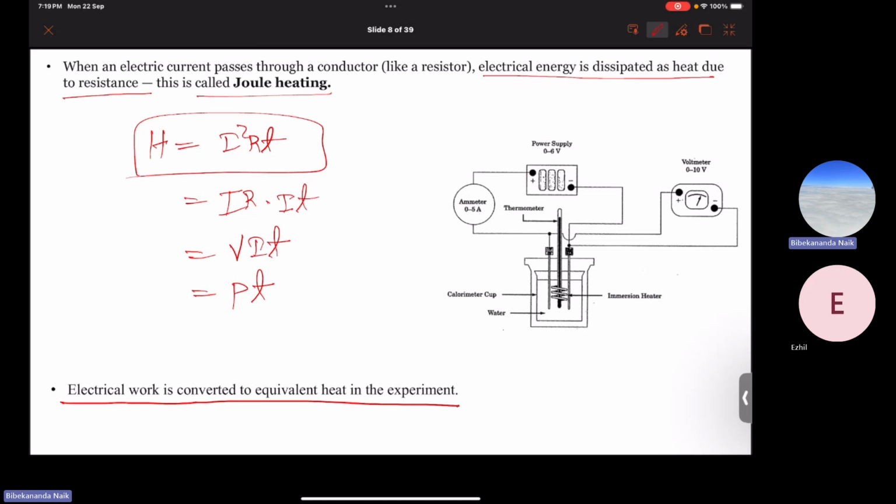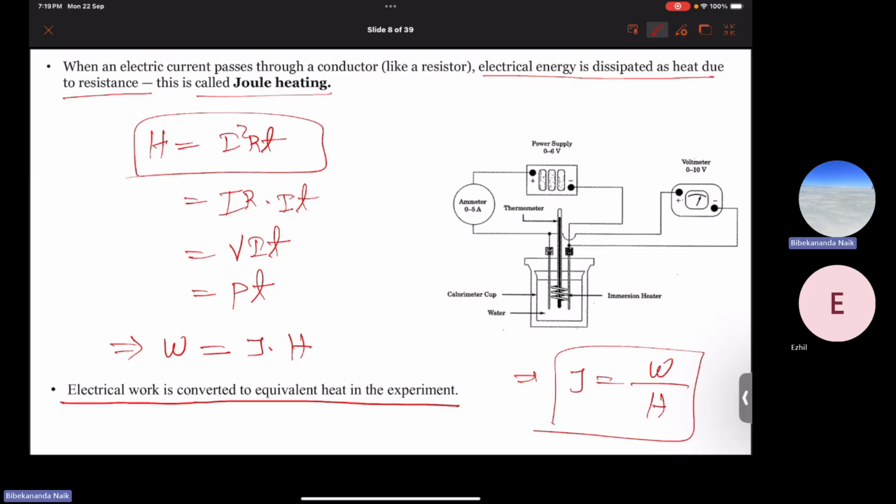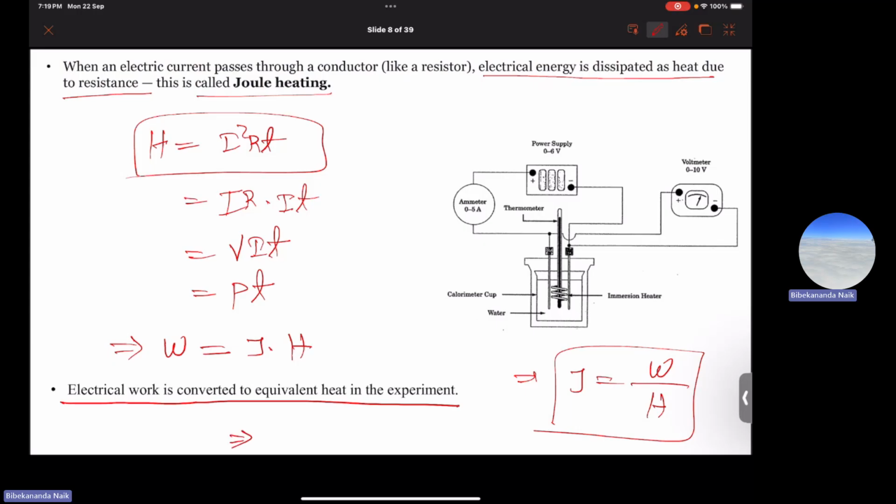So what is the amount of heat produced? Calling this H, the amount of heat produced, W equals J into H, or J is W by H, which is called the mechanical equivalent of heat. If we want to know the value of J, J is 4.186 joule per calorie. So 1 calorie of heat is equivalent to 4.186 joule of electrical energy.